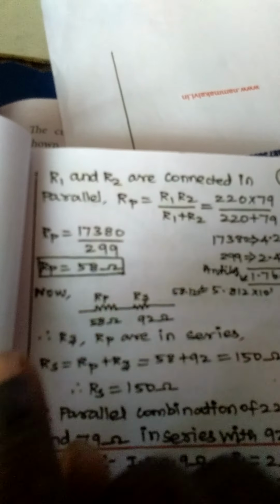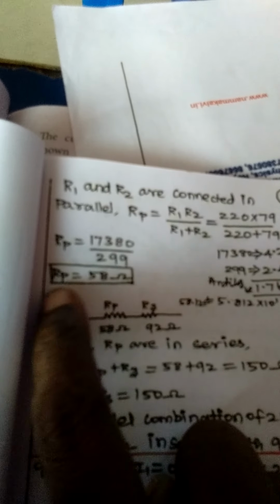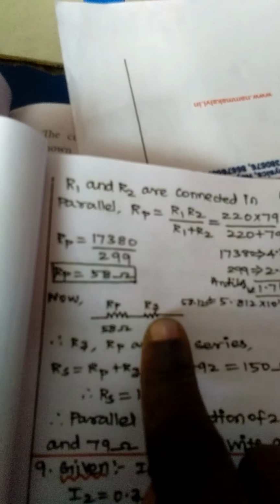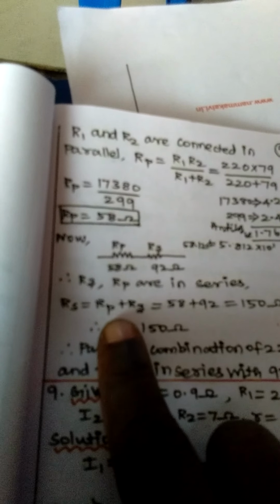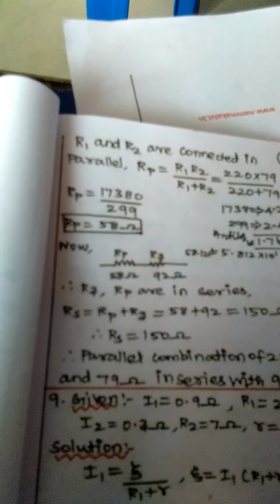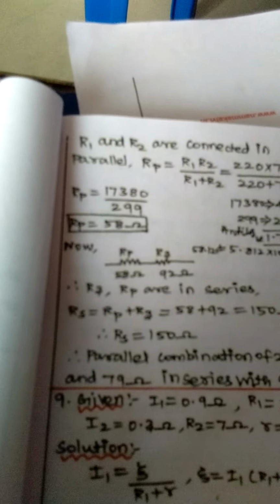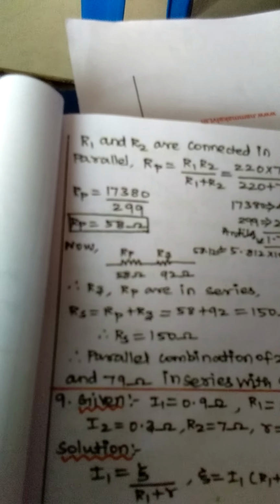Now that same value you have to apply to the series. So now you see, we have found the RP value, the R1 R2 combination. So the 58 ohms and the R3 value, both you have to connect in series. So RS, the total RS value, is RP plus R3. You add them, since the R3 value is already given as 152. Okay, so that is RS, series.